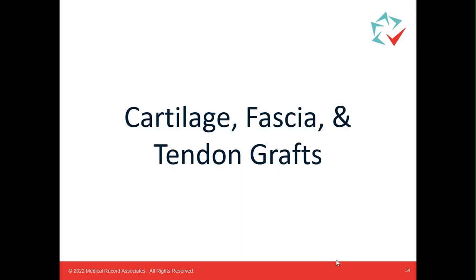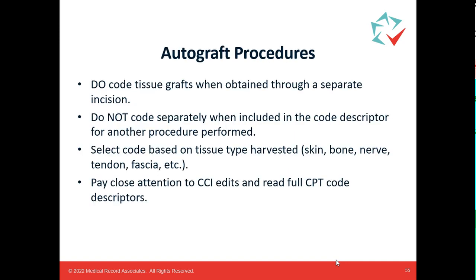And to wrap up for today, we're going to go over some cartilage, fascia, and tendon grafts. Specifically, we're talking about autografting procedures. We do want to make sure that we're coding tissue grafts when obtained through a separate incision. We do not want to code them separately when they're included in the code descriptor for another procedure that's being performed. We want to select our code based on tissue type harvested. Is it skin, bone, nerves, tendon, fascia, etc.? And we also want to make sure that we're paying close attention to our CCIEdits and also reading those full CPT code descriptors to make sure that we're not overcoding.